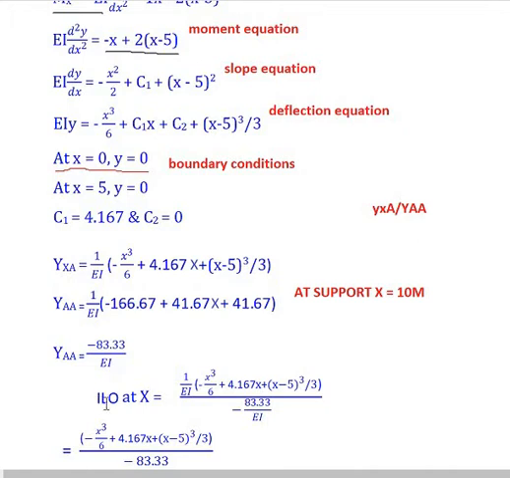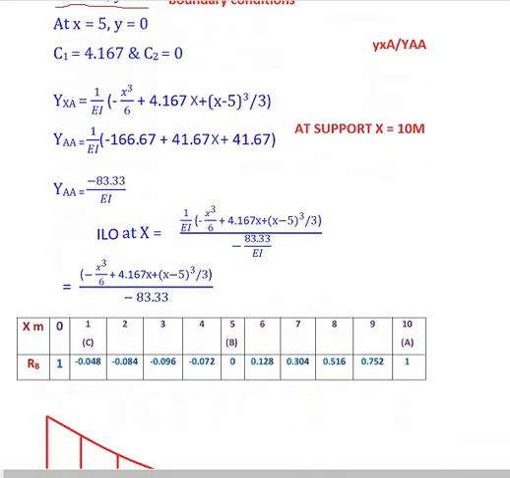Now the influence line ordinate at x, as I have said earlier, is yxa divided by yaa. So the yxa equation is 1 divided by EI times minus x cube divided by 6 plus 4.167x plus (x minus 5) whole cube divided by 3, the whole divided by minus 83.33 divided by EI. Now the flexural rigidity EI will get cancelled. After that we will get this final equation. This is the influence line ordinate for the reaction at B.